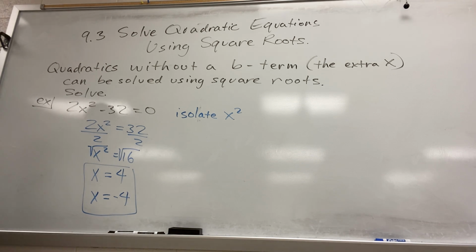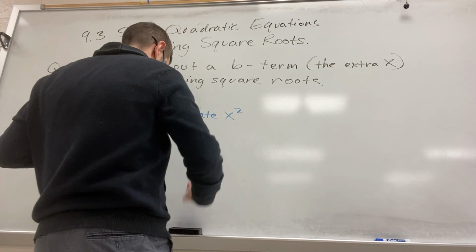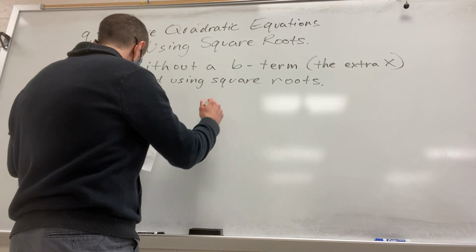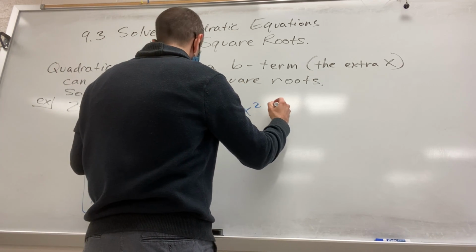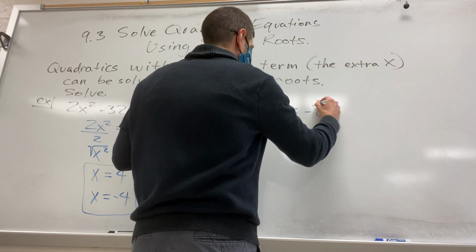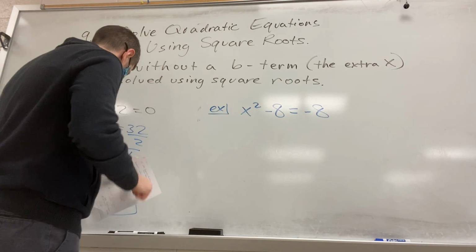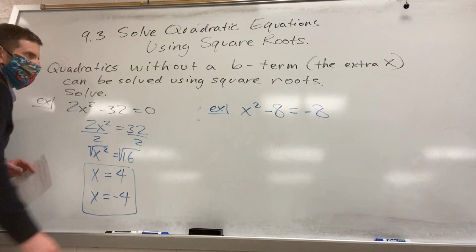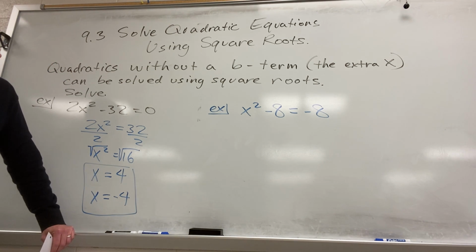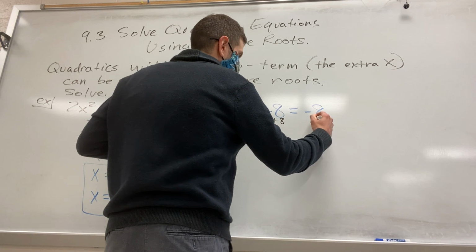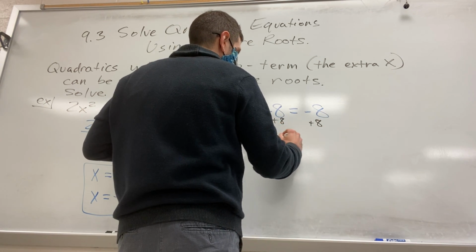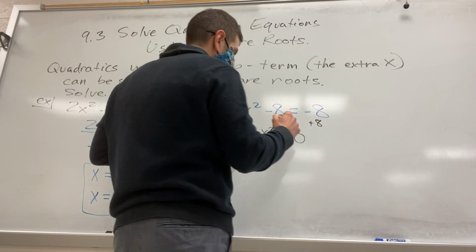No problem. All right, let's do another one if you don't mind. Let's try out x squared minus 8 equals -8. Try to get x squared by itself. What are you gonna do? Add the 8 over, yeah. And x squared is equal to 0.